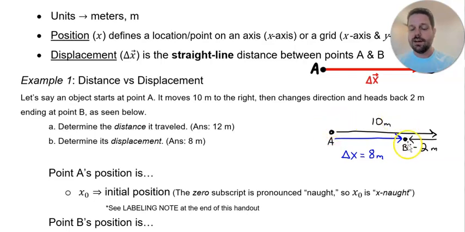Which would mean like how far did you end up from where you started? Started at A, ended up at B. How far is B from A? 8 meters. And you can easily see how I got that from the diagram, but we would just simply be adding up those 2 vector quantities, the 10 meters to the right, so positive 10, and then 2 meters to the left, so we have to make that negative 2. And then when you add those up, you get positive 8.